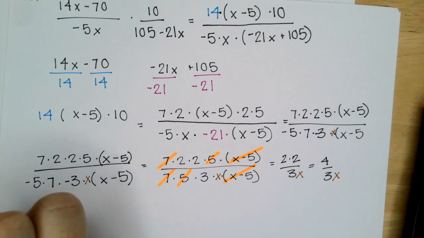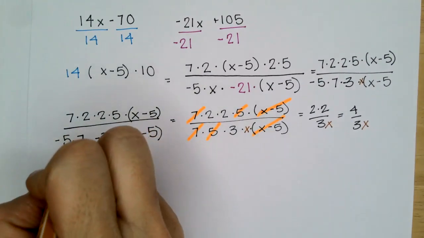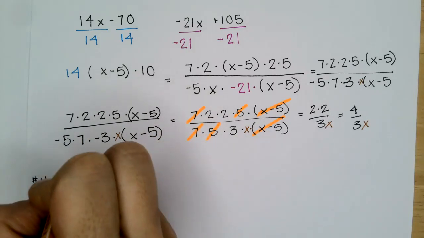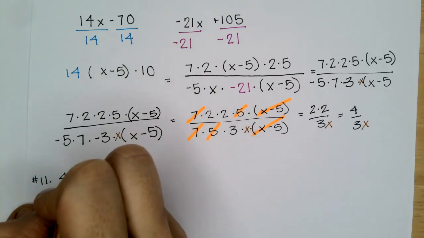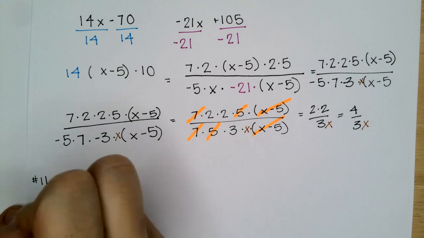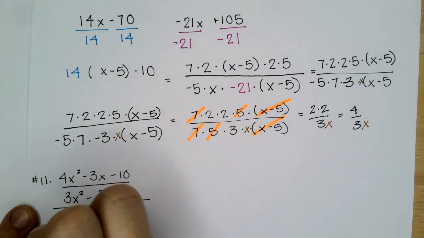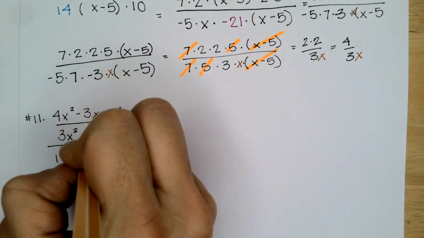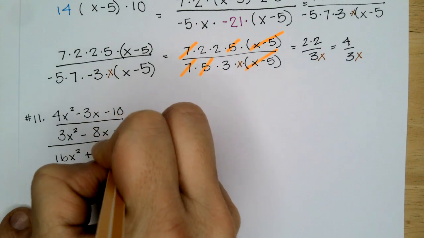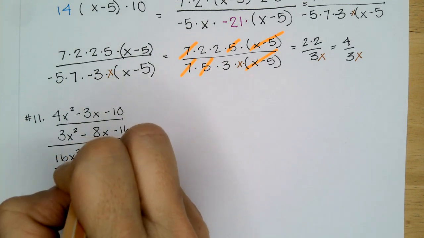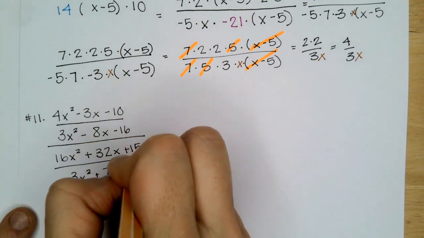Number 11 is 4x squared minus 3x minus 10 divided by 3x squared minus 8x minus 16 divided by 16x squared plus 32x plus 15 divided by 3x squared plus 7x plus 4.